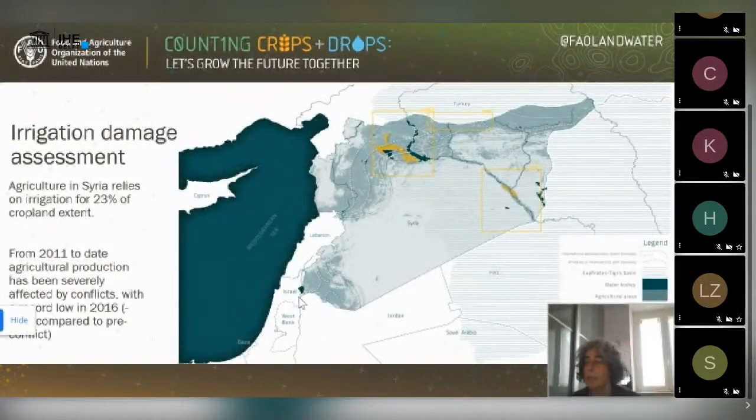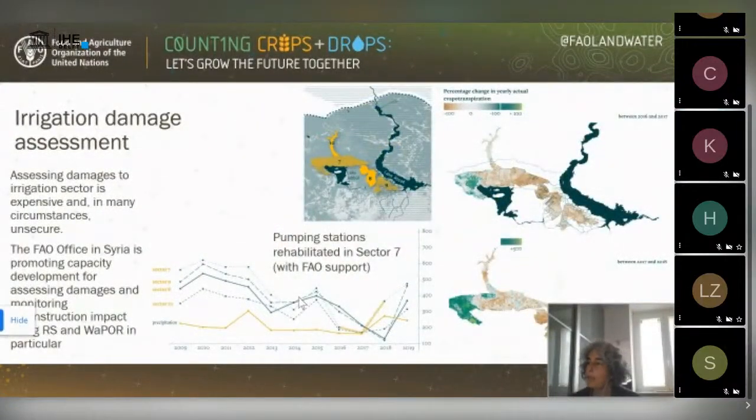Another typical example, unfortunately, is that this data can also be used to monitor the impact of conflicts on, for example, irrigation infrastructure, or how irrigation is working on the ground. So in Syria, we worked with the FAO office there to monitor the damages due to the conflict in some irrigation districts. The point I would like to make here is that the information you get from satellite is very useful, but you always also need some local knowledge or understanding of what is really happening on the ground.